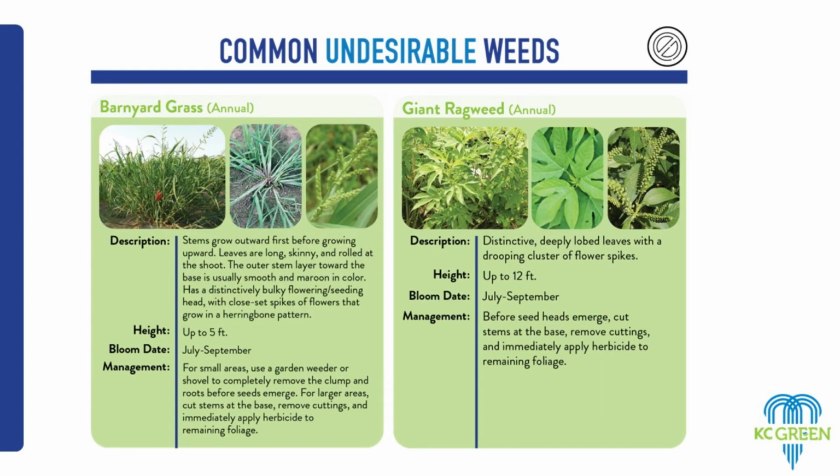Same with ragweed. That's the one on the right. That's one that's an annual, but it sets seed later in the year. So again, either hand cutting, string line trimming, or mowing are all options to make sure we're cutting that plant at the base and not allowing it to set seed.